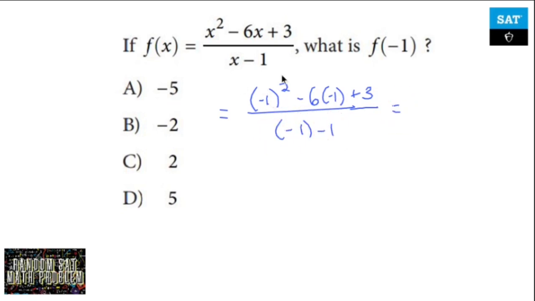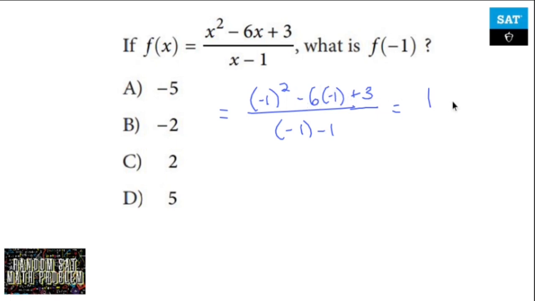Why do those parentheses matter? You always have parentheses when you substitute. But since I have negative 1 inside parentheses squared, that becomes positive 1 because negative 1 times negative 1 is positive 1. If the parentheses aren't there, it's not positive 1.